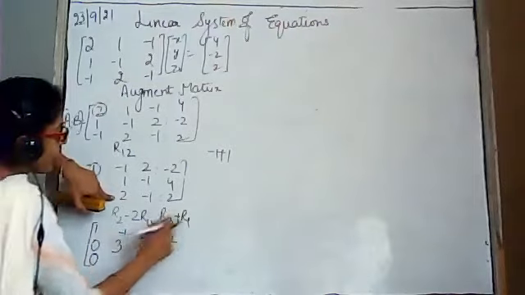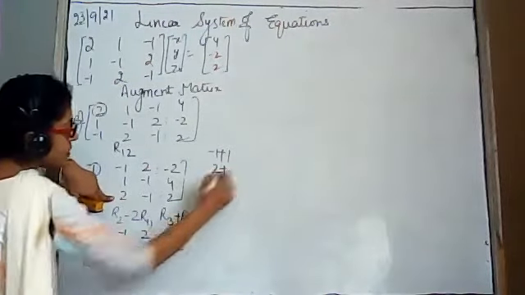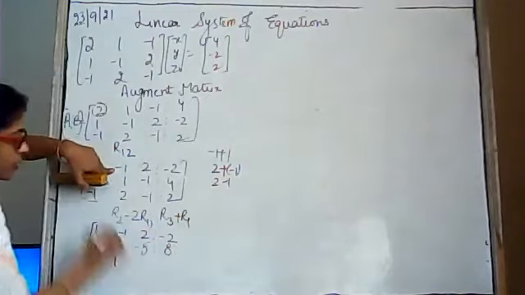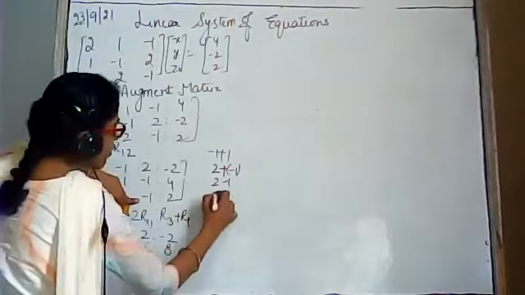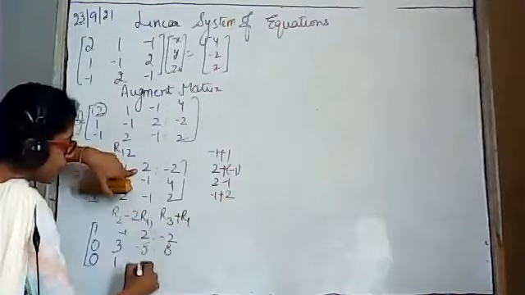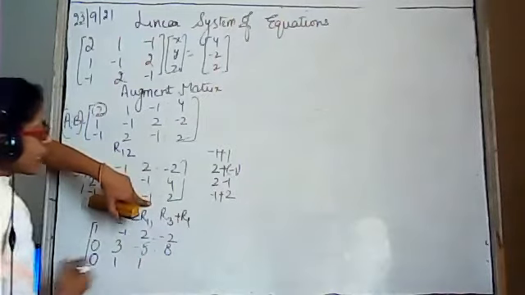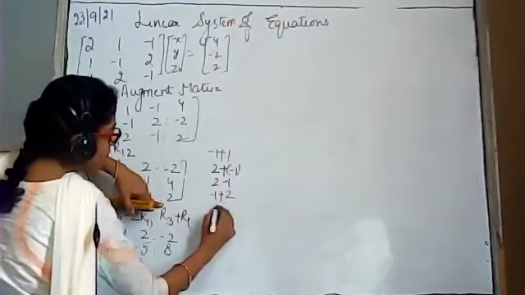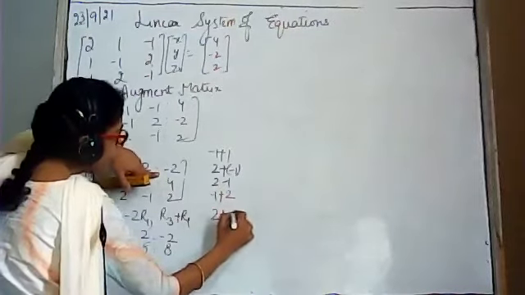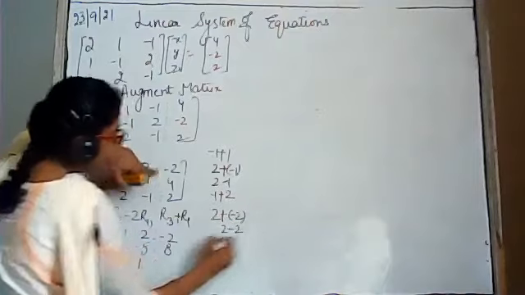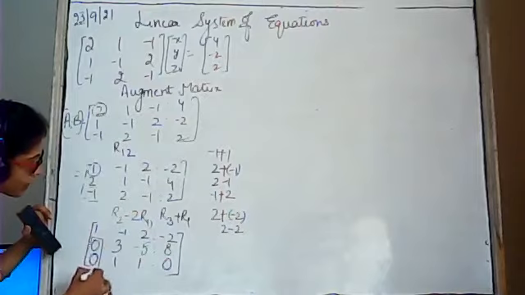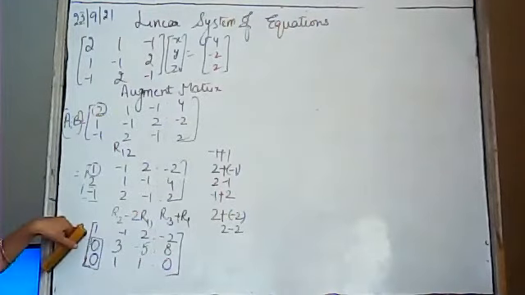Again R3 plus R1. The element of R3 is 2 plus R1. The element of R1 is minus 1. It will be 2 minus 1, which will be 1. Again, R3. The element of R3 is minus 1 plus R1. The element of R1 is 2. Minus 1 plus 2 will be 1. After that, again, we are having 3 R3, and the same operation will be applicable over here. The element of R3 is 2 plus R1, and the element of R1 is minus 2. It means 2 minus 2 is 0. So we have made these two elements 0 using row number 1.